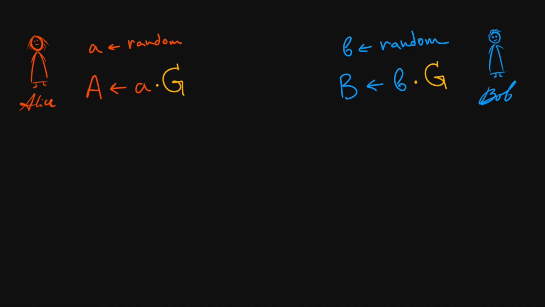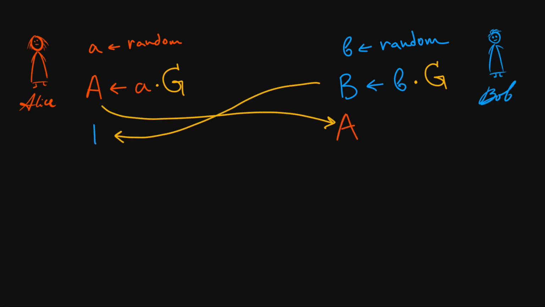We will use uppercase letters for points. Next, they exchange their public keys while keeping their private keys secret. Alice sends her public key to Bob, while Bob sends his public key to Alice. Now, anyone who observes their communication would only see points A and B, as well as the starting point G. As we just learned, knowing these points is not enough to learn the secret factors between them.